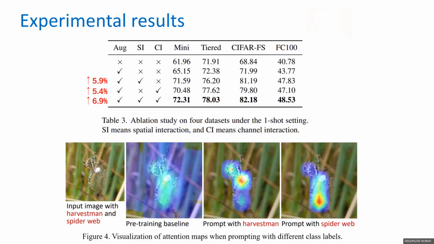In Figure 4, we can see that the model can focus on different regions according to the given prompt. For example, when prompting with Harvestman, the model pays more attention to the Harvestman spider. While when prompting with spider web, the model changes its focus to the spider web.